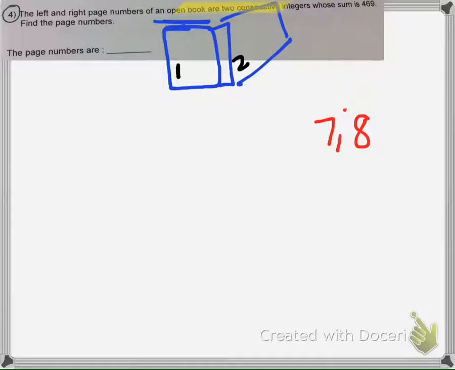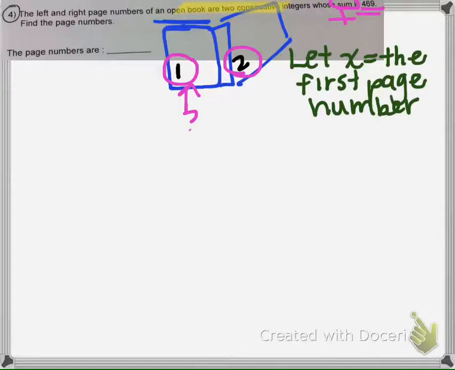And it says they're integers, so we know it's not a decimal, it's not a fraction. And it says that their sum, so when you add them together, is 469. So when you add this page number to this page number, it should be 469. So we're asked to find the page numbers. We don't know what the first page number is, so I'm going to have that be x. So this is going to represent x.